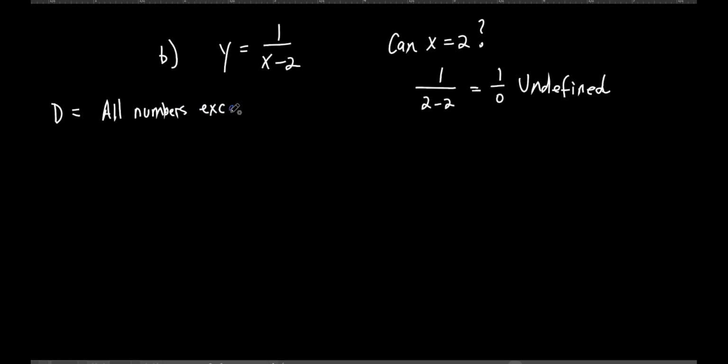Except, did I spell that right? Except, I don't know, for what? 2. All right? Now, that would be a nice way to write it, but they're going to write it more mathematically. And we've actually done this before.